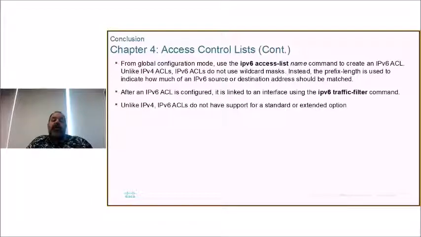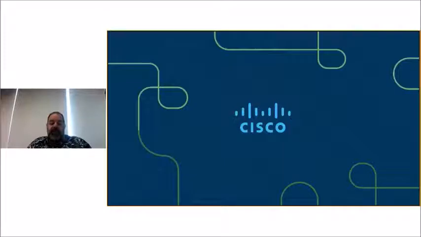And so, of course, with IPv6, we define it with named ACLs only. And from there, of course, you do the access control entries in that sub-config mode. You apply it using the IPv6 traffic filter command instead of access group. And of course, again, inbound or outbound. There are no standard or extended access lists in IPv6. They're all extended, basically. So you don't need to specify.